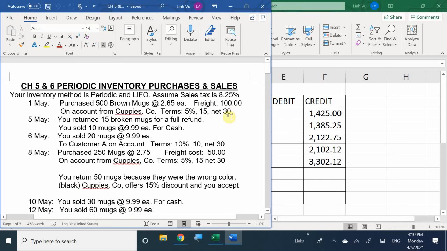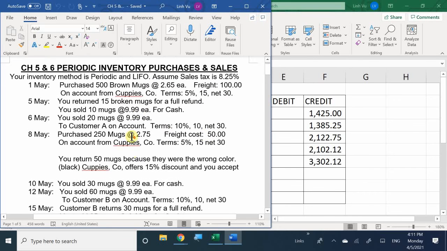Okay? But we decided to pay all of them all in one shot. So in this case, we don't get a discount because we paid after the 15 days, right? We were supposed to pay on the 15th and we didn't do that. Okay? So the first one does not get a discount.